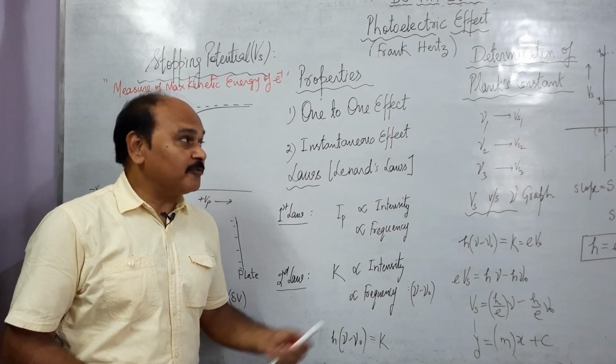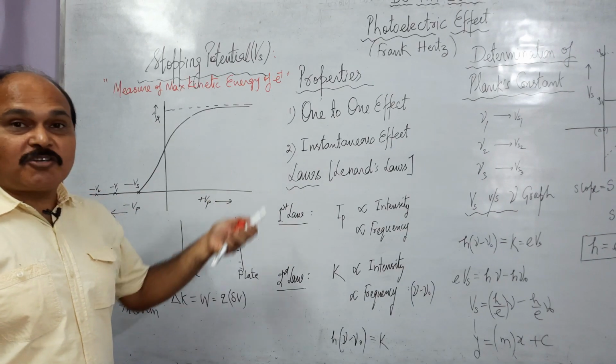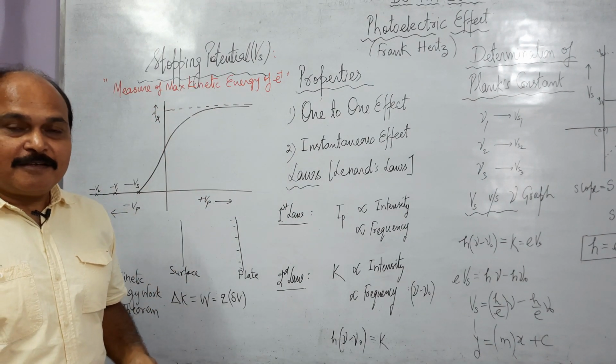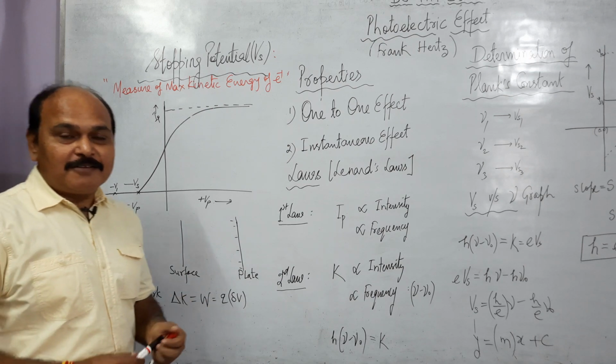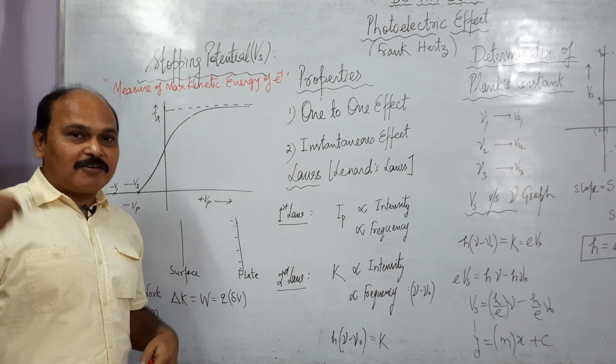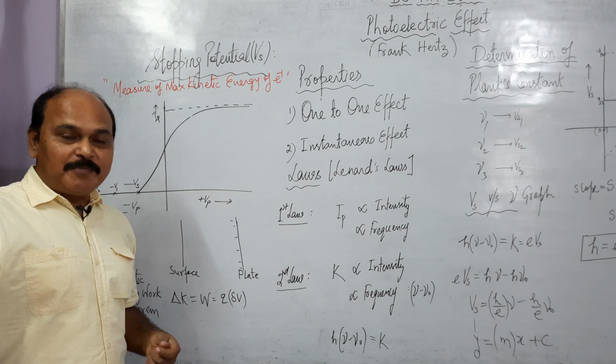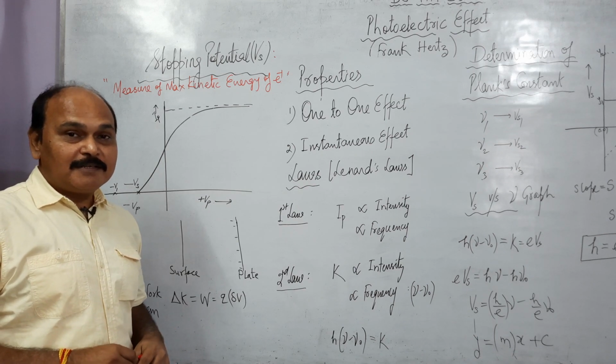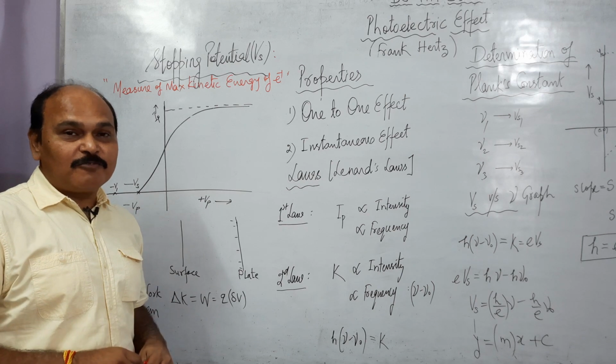In the last class of photoelectric effect, the last topic we studied was stopping potential. We have already studied that stopping potential or cutoff potential is the minimum negative potential of the plate for which the photoelectric current becomes zero for the first time.